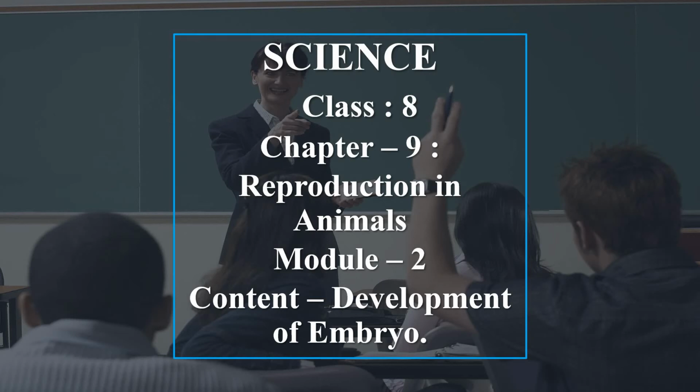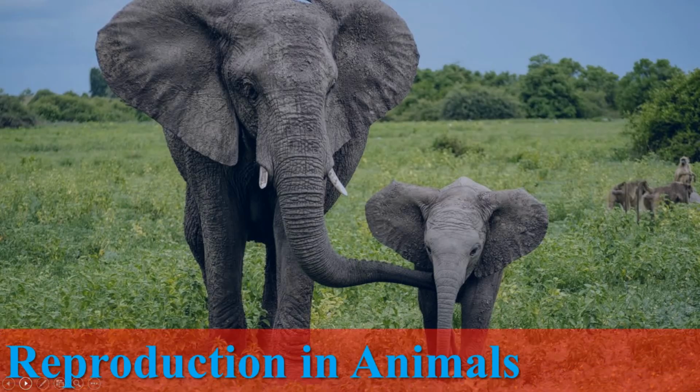Hello students, welcome to the second video of Science, Class 8, Chapter 9, Reproduction in Animals. In the previous video of this chapter, we have discussed reproduction and sexual reproduction in animals. And in today's video, we are going to understand the embryonic development of animals. So let us start.